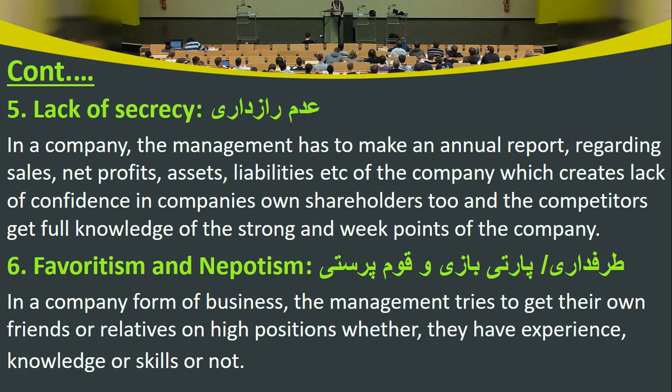Number 6, favoritism and nepotism. In a company or a business, the management tries to get their own friends or relatives into higher positions. Whether they have experience, knowledge, or skills or not, it doesn't depend.